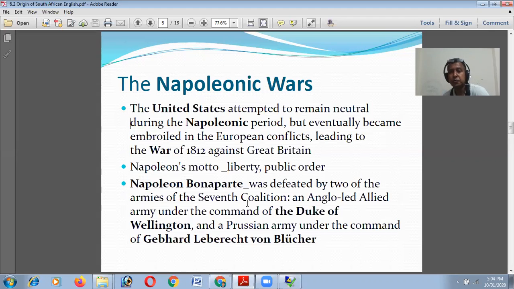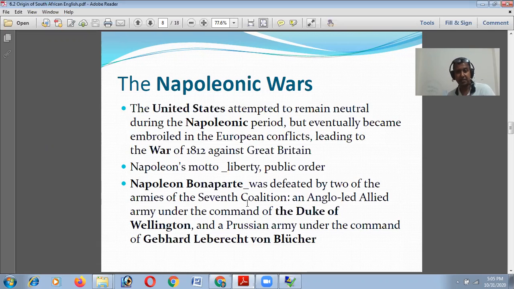The United States attempted to remain neutral during the Napoleonic period, but eventually became embroiled in the European conflict, leading to the War of 1814 against Great Britain. Napoleon's motto: liberty and public order.